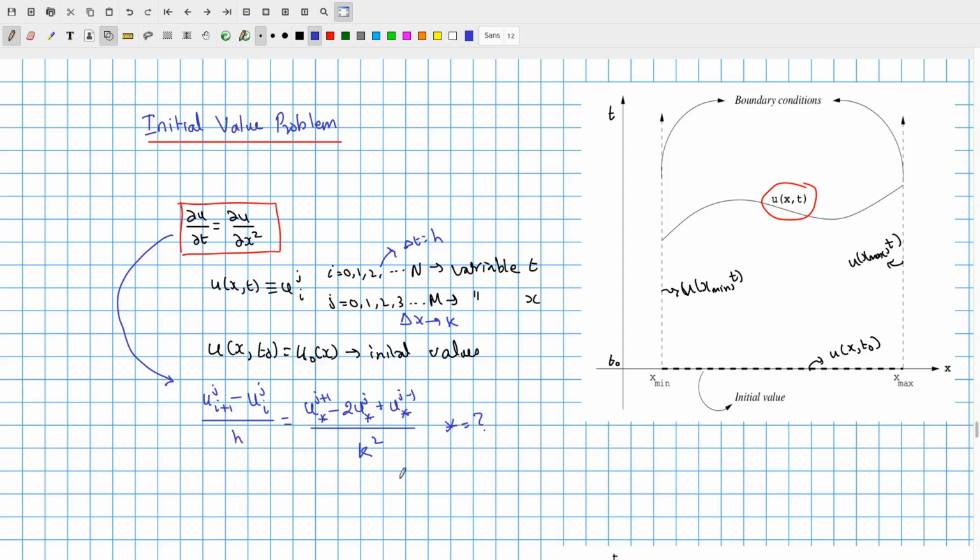The choice of star divides the initial value problem into two types. One is when I replace the star as i. This type of problem we call an explicit scheme. And when the star is replaced as i plus 1, then we call this an implicit scheme.